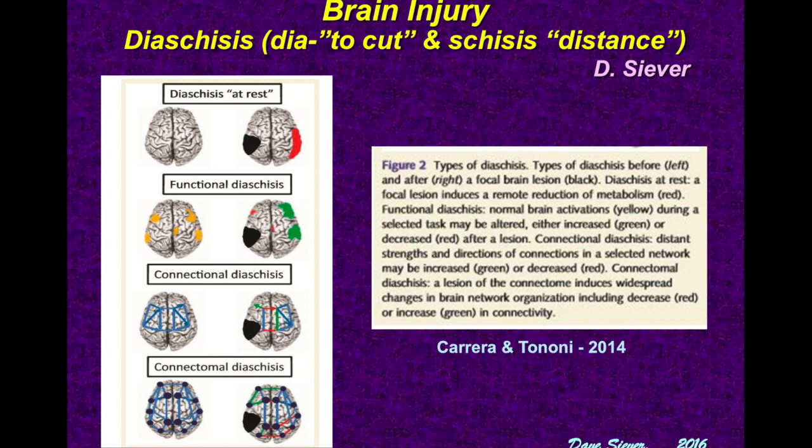Now look at functional diaschisis. So diaschisis while we're doing an activity, and the yellow shows normal. Well, now when we have that same damage done on the left side, some parts get overexcited and some parts get oversuppressed. As we can see, the green gets overexcited and the red parts get oversuppressed. Connectomal and connectional diaschisis have to do with the networks, and some networks get overexpressed and some networks get basically inhibited.